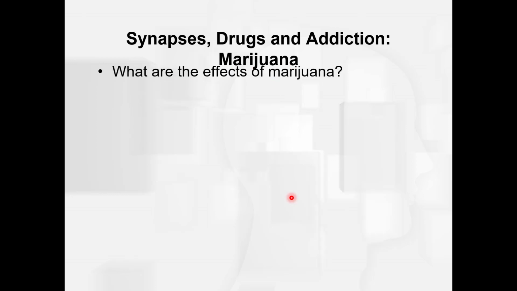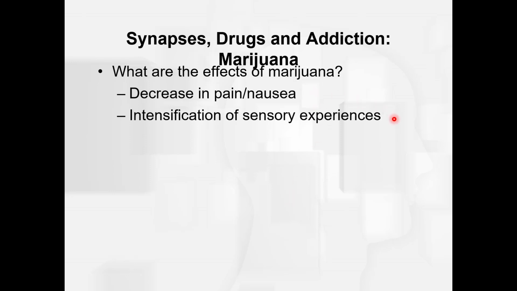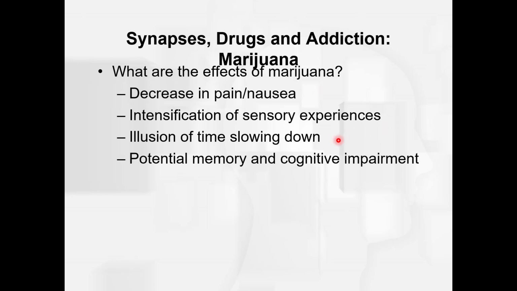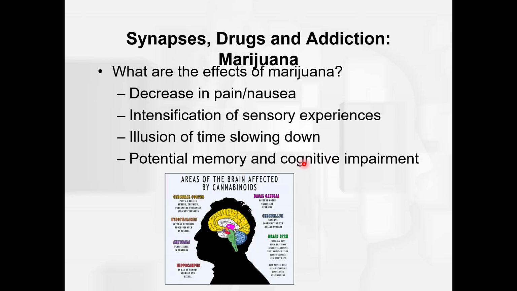So some of the effects of marijuana: decrease in pain and nausea. That's a very good medicinal effect of it. Intensification of sensory experiences, the illusion of time slowing down, potential memory and cognitive impairments. And this diagram is just kind of showing you a summary of all of that. And the areas of the brain, it's widespread. There are a variety of different cannabinoid receptors all over the brain.